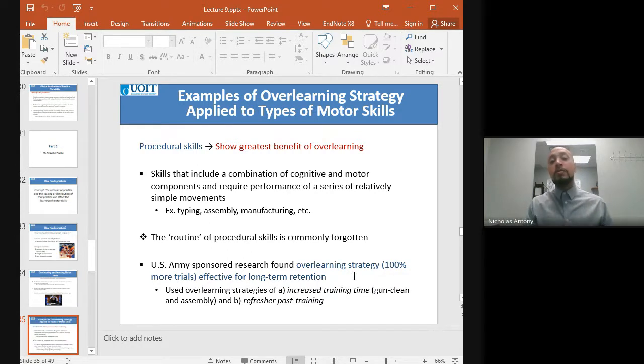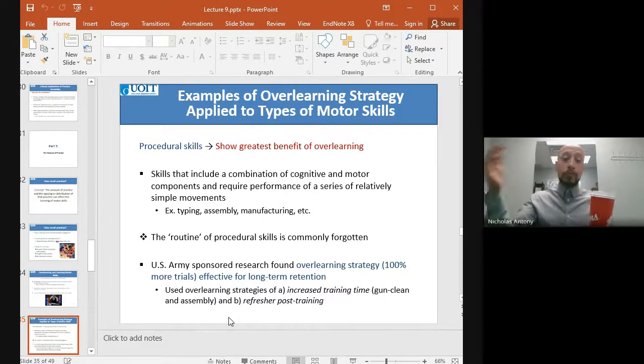So what the US Army said was, okay, if it took 10 hours for them to learn it, what if we added 100% more training time? Would it mean that they would retain that information better? And that's what they did. They developed this idea of 100% overlearning, 100% more trials, and it led to better retention when they got called back to the base. Does that make sense, everyone? So that's where the concept of overlearning came from.